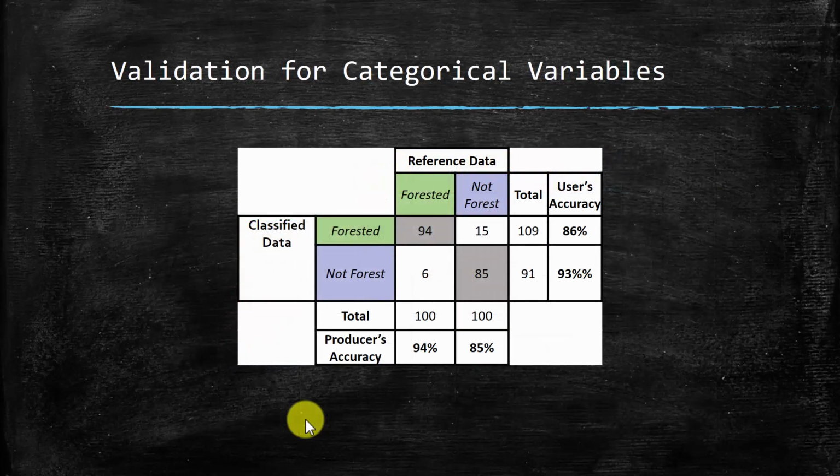Here's another example with fewer categories. This is just two classes, forest or not forest. So again, these are the corrects, these are the incorrects, and we have producers' accuracies for both classes and users' accuracies for both classes.